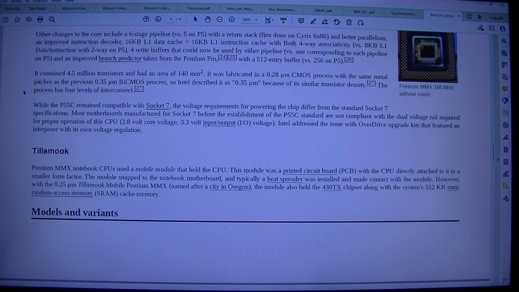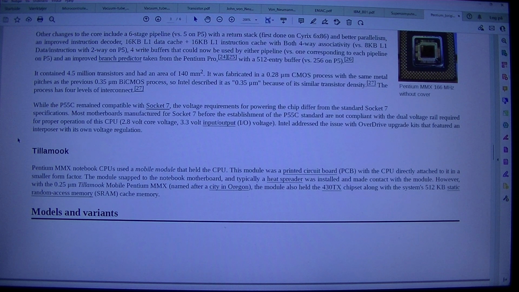While the P55C remained compatible with socket 7, the voltage requirements for powering the chip differ from the standard socket 7 specifications. Most motherboards manufactured for socket 7 before the establishment of the P55C standard are not compliant with the dual voltage rail required for proper operation of this CPU. 2.8 volt core voltage, 3.3 volt input/output, I/O, voltage. Intel addressed the issue with overdrive upgrade kits that featured an interposer with its own voltage regulation.